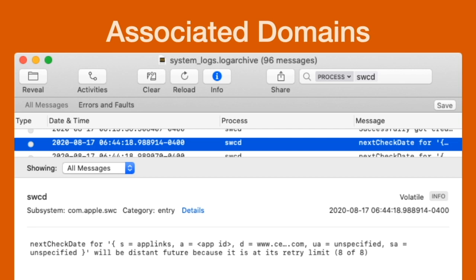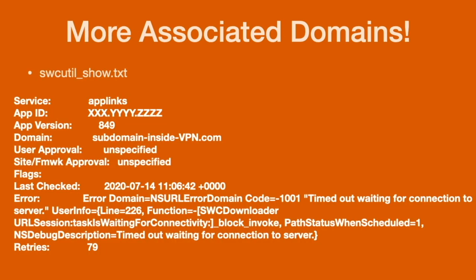until you open up the log file. Search for the process swcd, and you'll see all of the actions being taken by the process that handles the associated domains. In this case, here's an associated domain that has failed enough that it won't be tried until sometime in the distant future. You'll note that the domain is obfuscated in the log for privacy reasons, although that's not too helpful later, as we'll see.